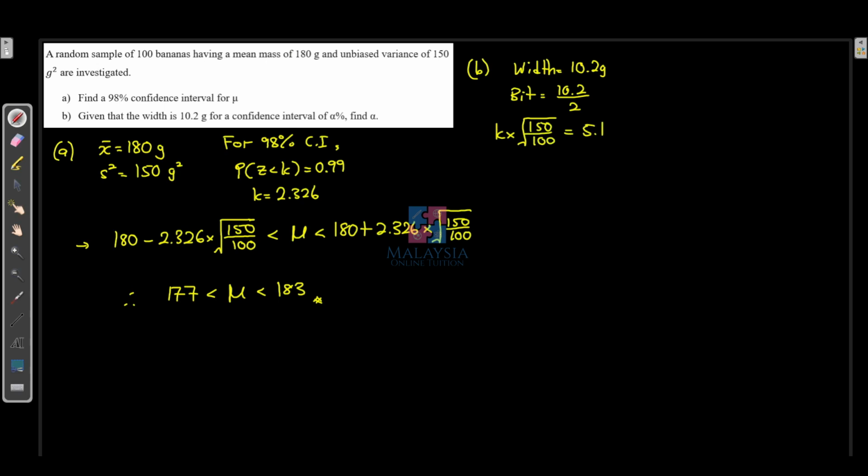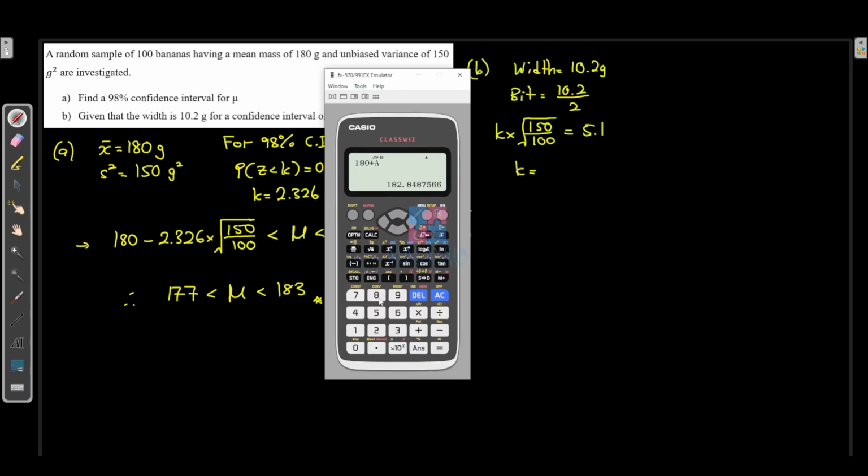Now our mission is to find the value of k. According to this, the value of k is 5.1 divided by square root 1.5. We get 4.164. This is too big, so something is wrong here. I think I have to change my width, because I made this question on my own. This value is too big, so I have to change it for a while.